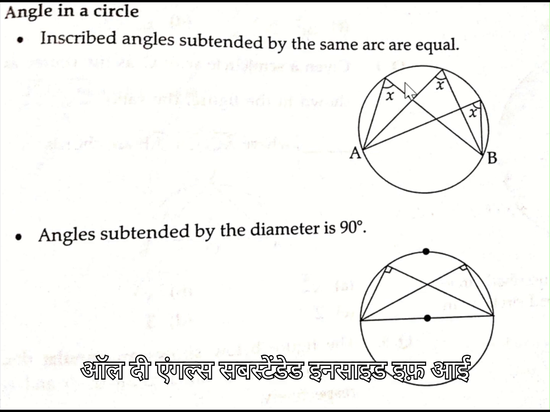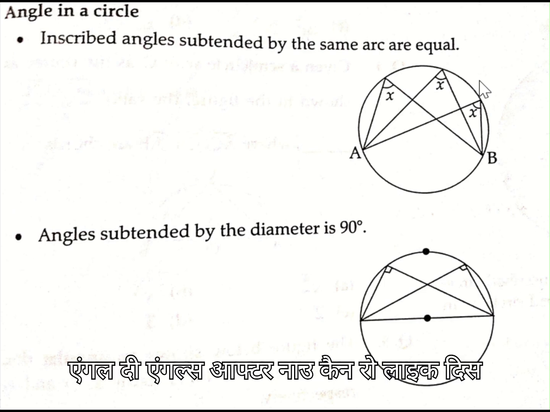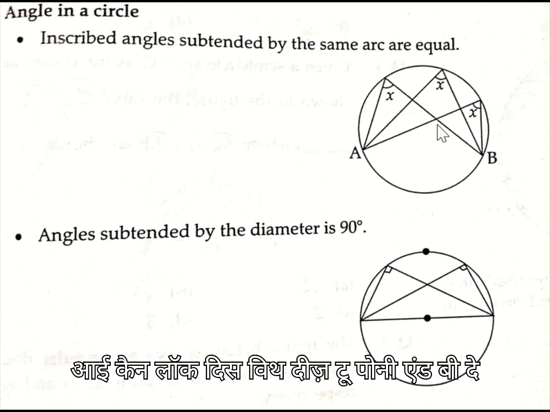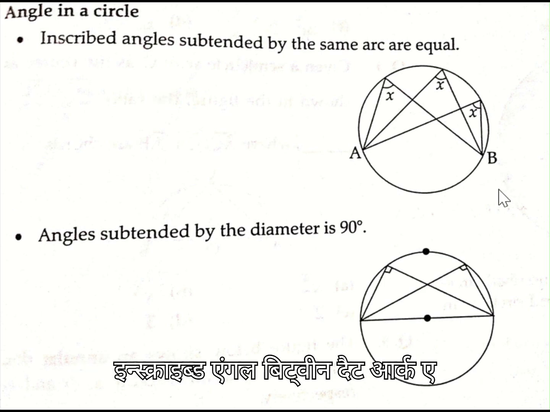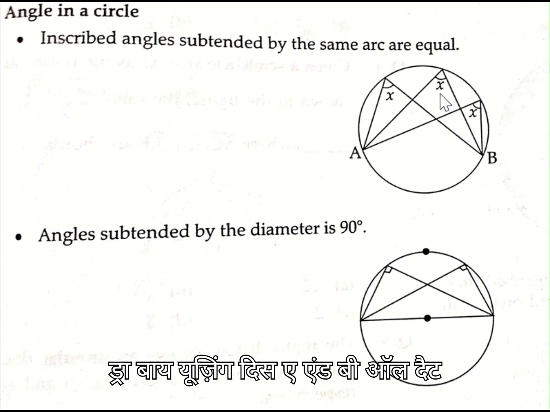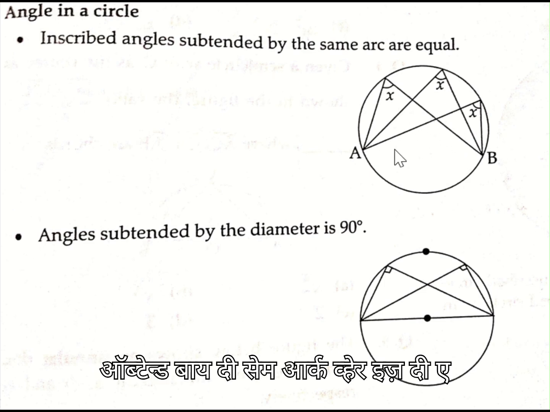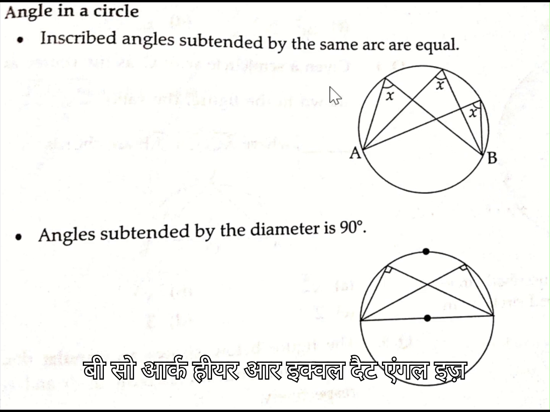So all the angles subtended inside. If I draw from this A and B any arc or any angle, the angle subtended I can draw like this. I can look at this with these two points A and B. The inscribed angle between that arc AB, I mean the same arc. However you draw it using A and B, all those angles would be the same. Inscribed angles subtended by the same arc are equal.